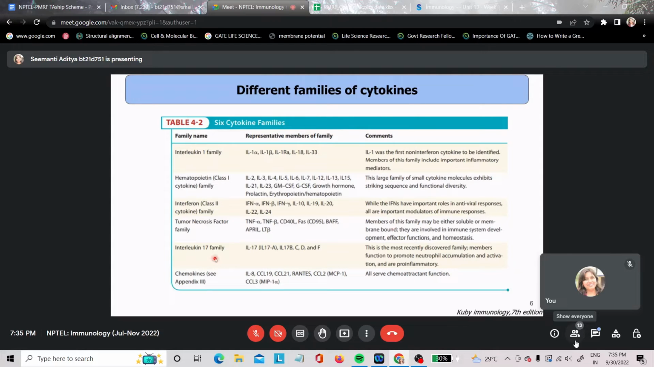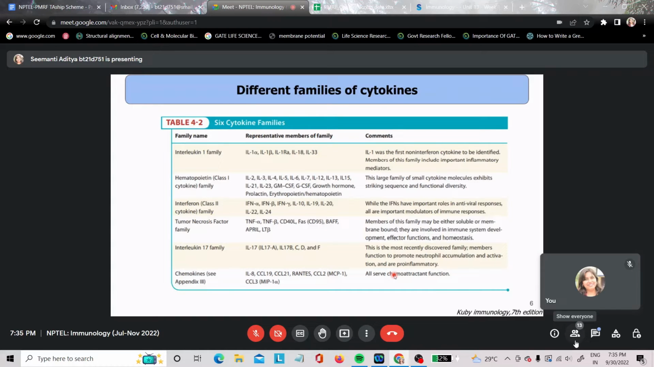And also the interleukin 17 family, the most recently discovered family. Its members promote neutrophil accumulation and activation, and are pro-inflammatory. Neutrophils are the first cells to reach the site of action, the site of a wound. So it can help in the accumulation and activation of neutrophils, and this can also be pro-inflammatory. Whereas chemokines serve a chemoattractant function, cell migration basically.